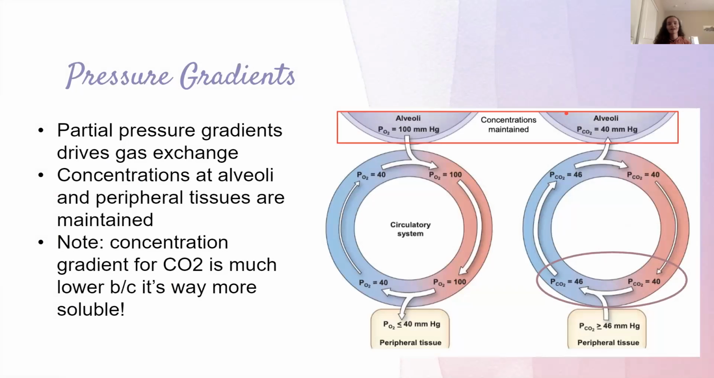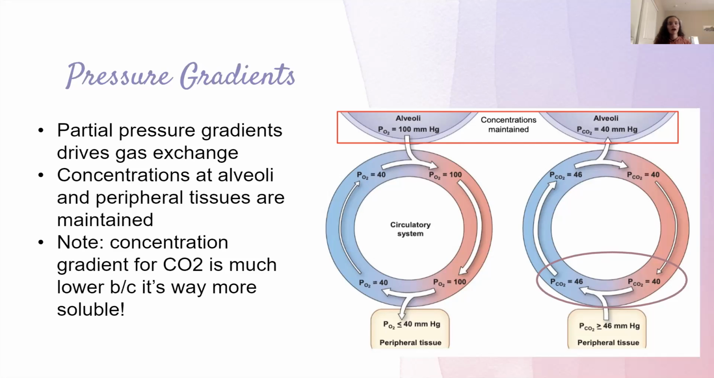Okay, so the last lecture I'm going to go over is lecture 14. We're going to talk about pressure gradients briefly. The important thing to take away from this slide is that pressure gradients are kept constant. Partial pressure gradients are what drive gas exchange. So we're always going to have these pressures maintained in the alveoli. PO2 in the alveoli is always going to be 100 mmHg, and PCO2 is always going to be 40. For peripheral tissue, we're always going to have a PO2 of 40 and a PCO2 of 46. These are just constant values that are always maintained.